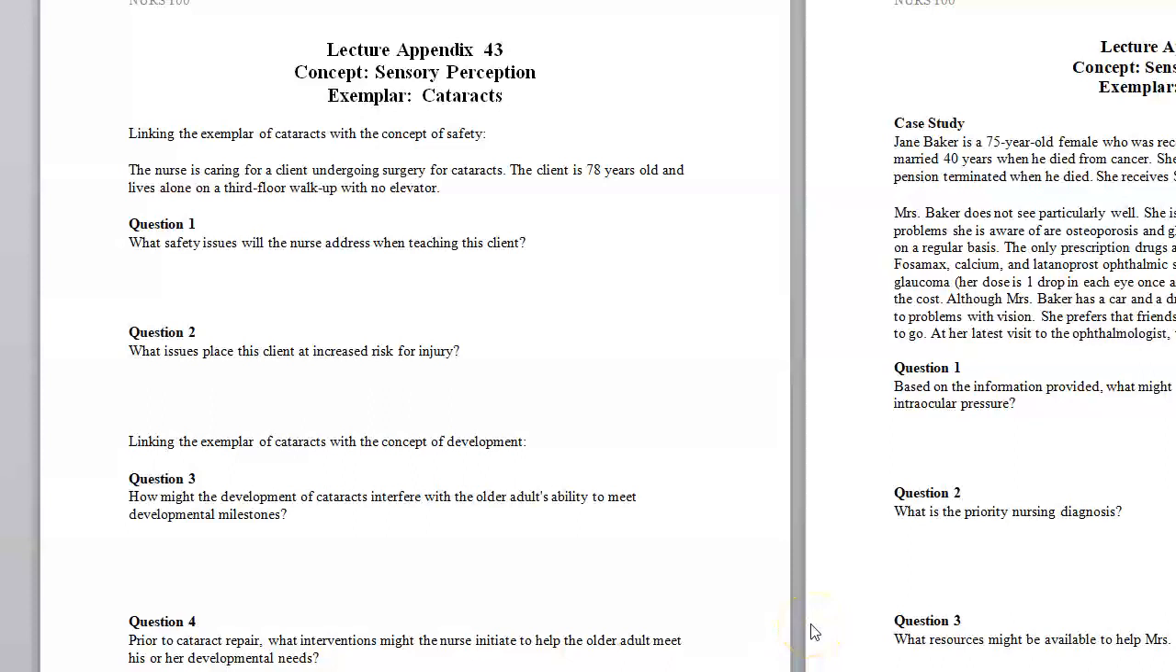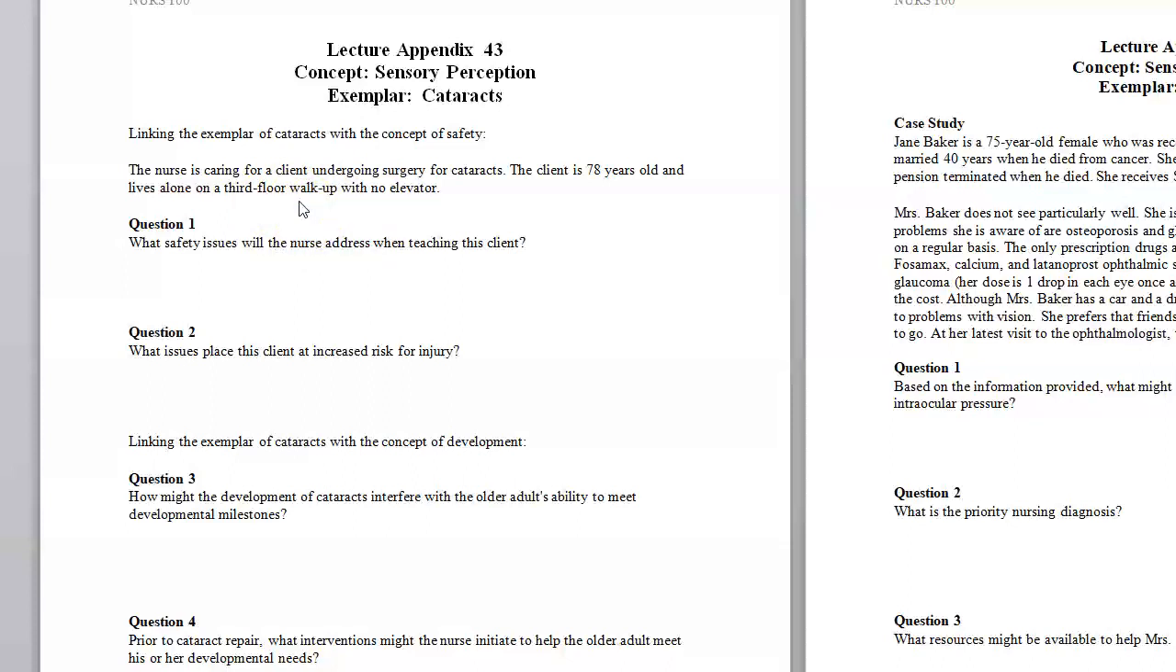safety issue. We have a patient here now that went for surgery for cataracts. The client is 78 years old and lives alone on a third floor walk-up with no elevator. First of all, I'm very concerned that someone 78 years old is living on the third floor that does not have an elevator. Oh my heavens. I mean, she's walking, or he's walking, up 3 flights of stairs. How does this person get their groceries up to their house?